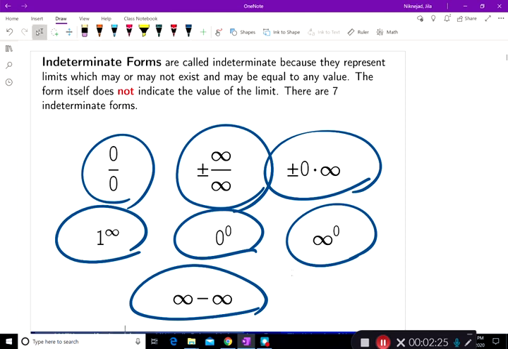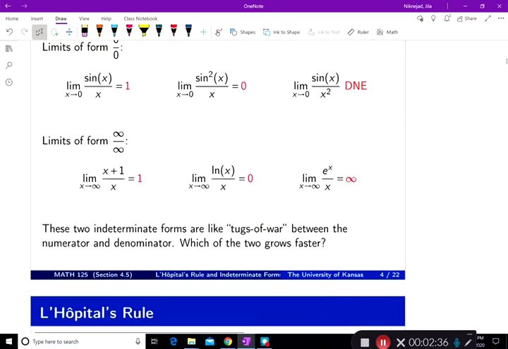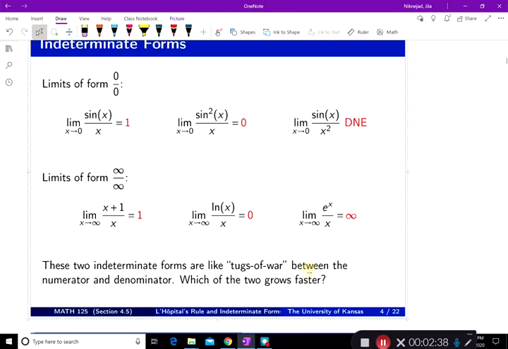So when you get any of these, you have to do some simplification to figure out if the limit exists, and if it exists, what value it is. Now, let's discuss a few limits of 0 over 0.